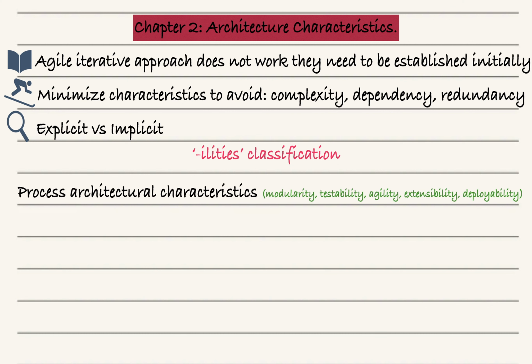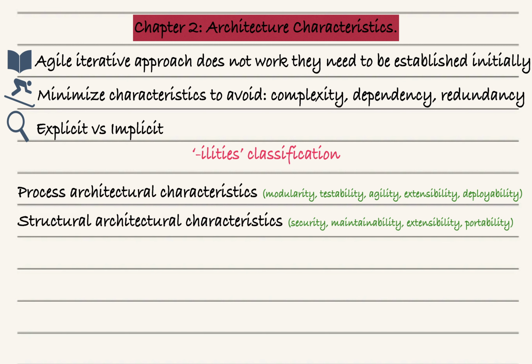Process architectural characteristics. These lie at the intersection of development and architecture, reflecting decisions made during the development process. Examples include modularity, how the system is divided into components; testability, how easily the system can be tested; agility, how quickly the system can adapt to changes; extensibility, how easily new features can be added; deployability, how smoothly the system can be deployed.